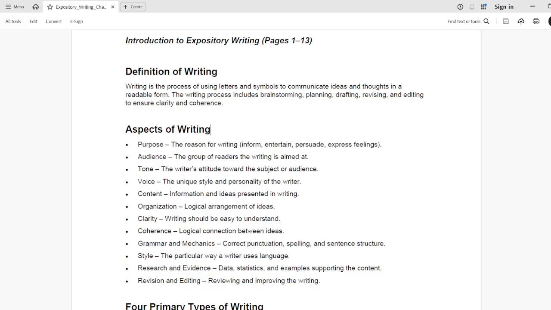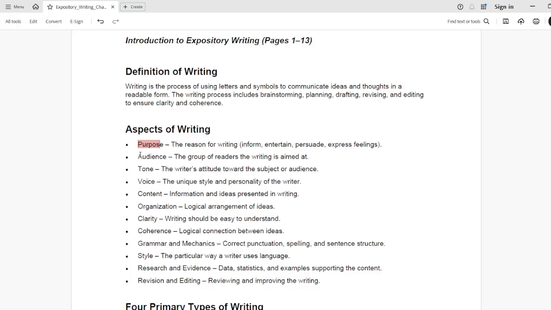And I'm not gonna give the detail of each one because it will take too much time. Only these definitions are enough for your exam point of view. So first one is purpose. Why do we need to write? And I will make the highlights of important points as well.